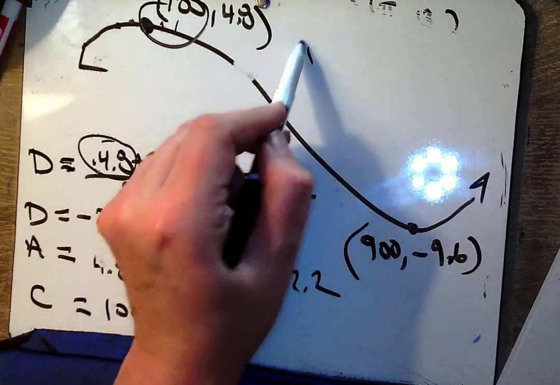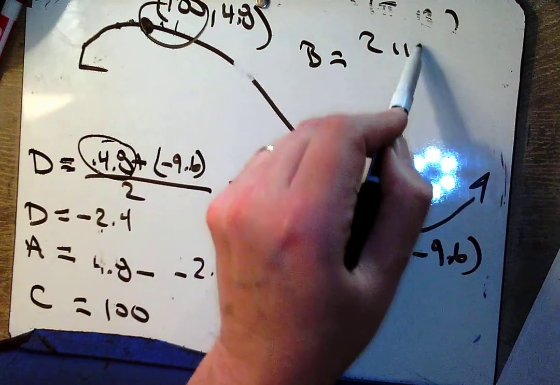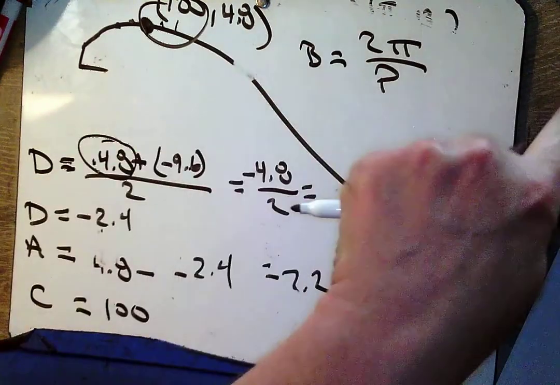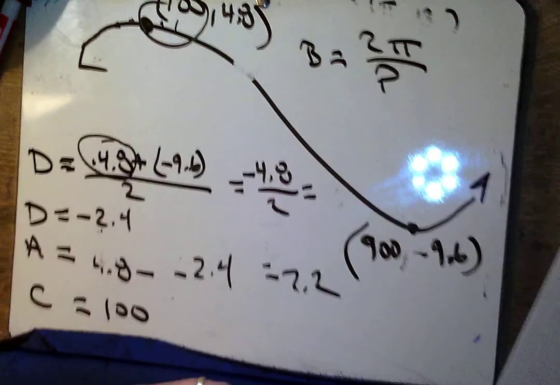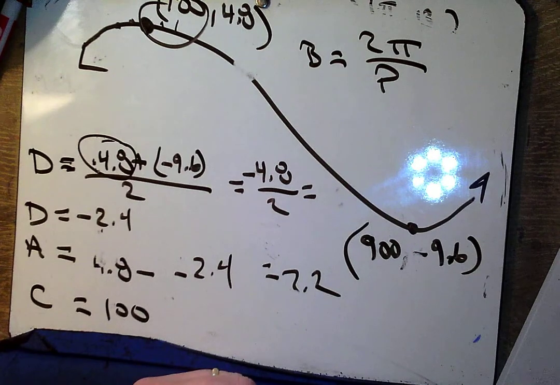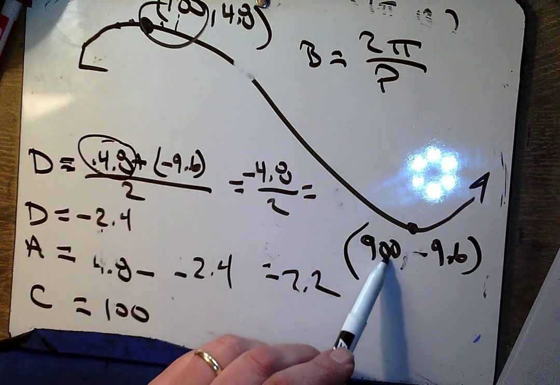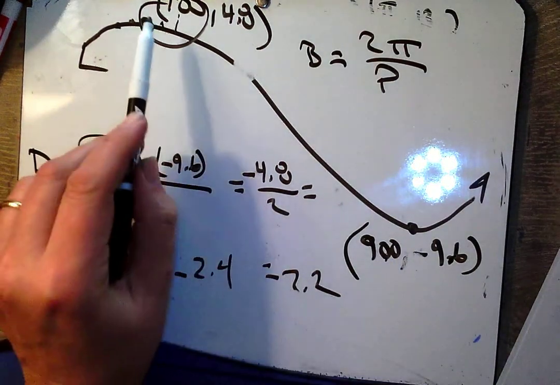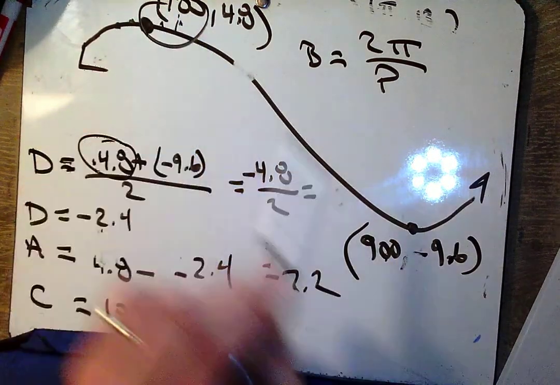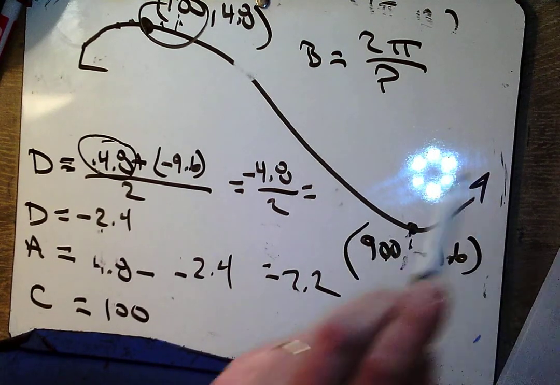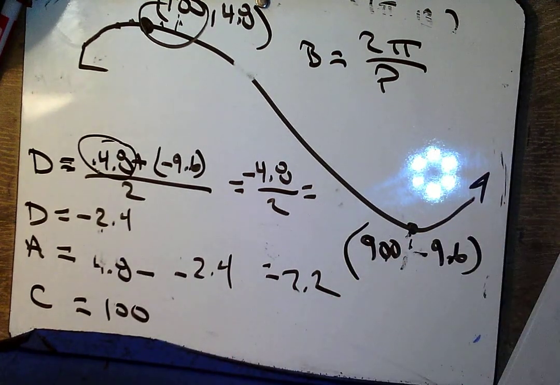And so all we need to find now is our B value, which we know is 2 pi over the period. But I don't have a complete period here, do I? I don't have high point to high point or low point to low point. Well, I do have high point to low point. And so the amount of time that needs to pass to go from here to here should be the same as the amount of time needed to go from here to the next high point.